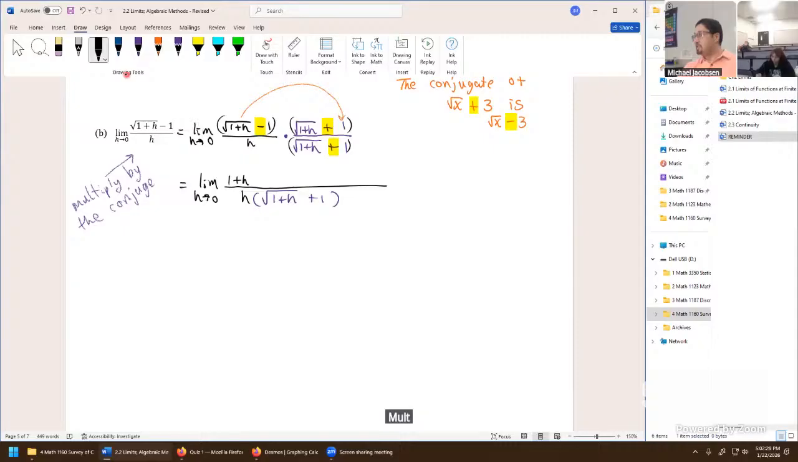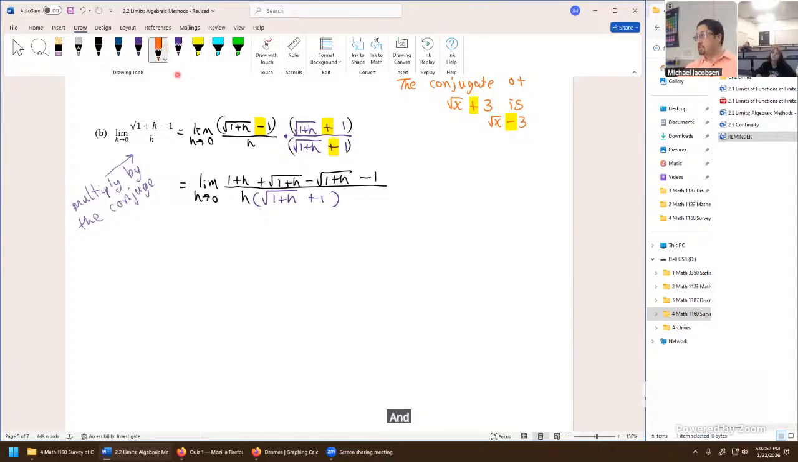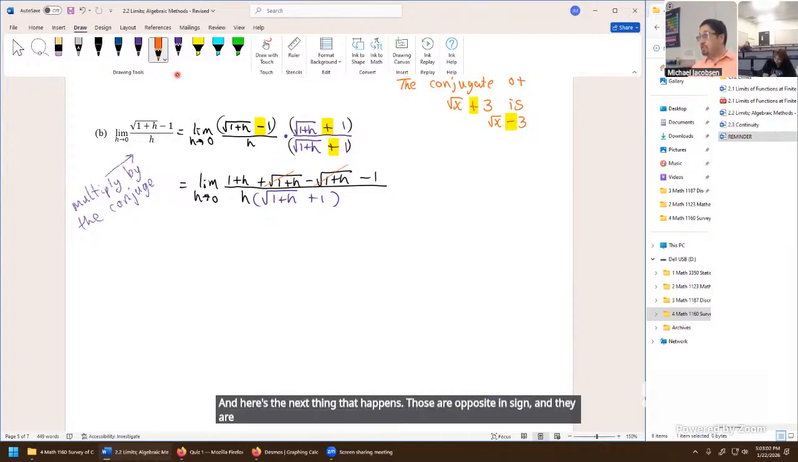Multiply it here and you'll get root 1 plus h times 1 is just plus root 1 plus h. Now keep going, multiply here to here. That's just going to be negative root 1 plus h. And finally, multiply here to here. That will turn into just a minus 1. So that's the full expansion, the FOIL process. And here's the next thing that happens. Those are opposite in sign, and they are both also like terms. They cancel immediately. They're just gone.